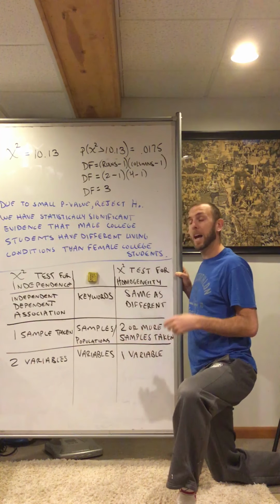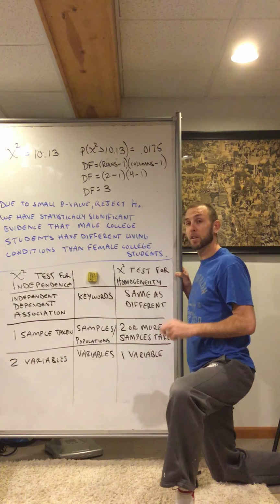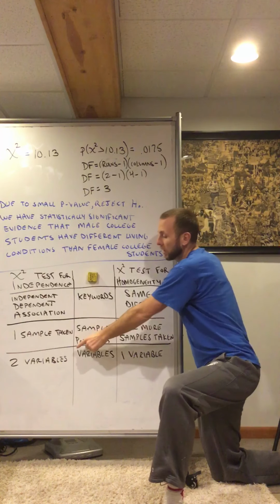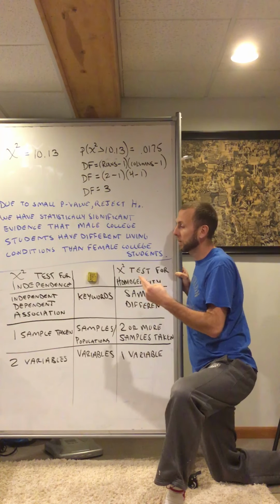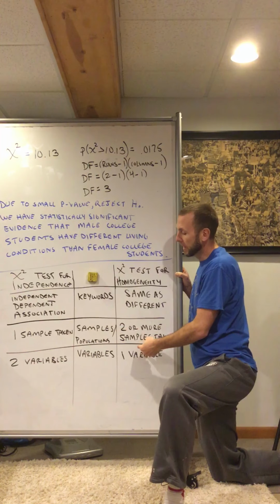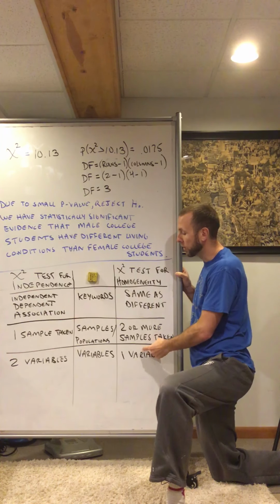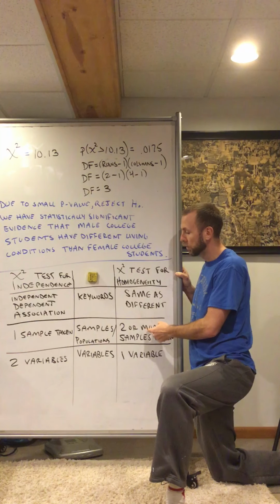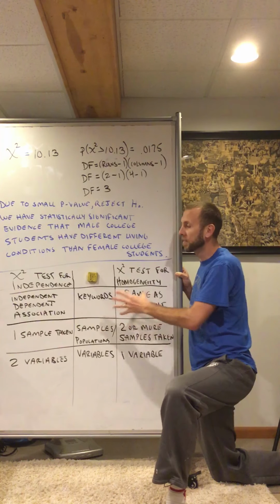The last difference is how many variables there are. With a chi-square test of independence, there are always 2 variables. Specifically, we are comparing whether 2 variables are independent in that single population. In a test for homogeneity, it's always one variable. We're always just comparing one variable with respect to 2 or more populations. So these are the subtle differences to recognize.